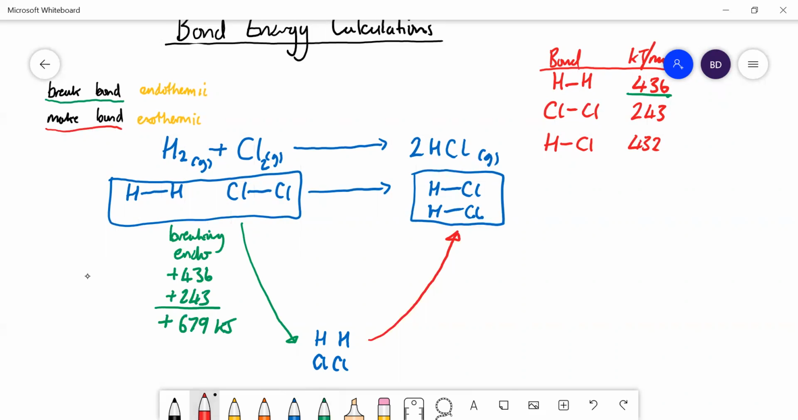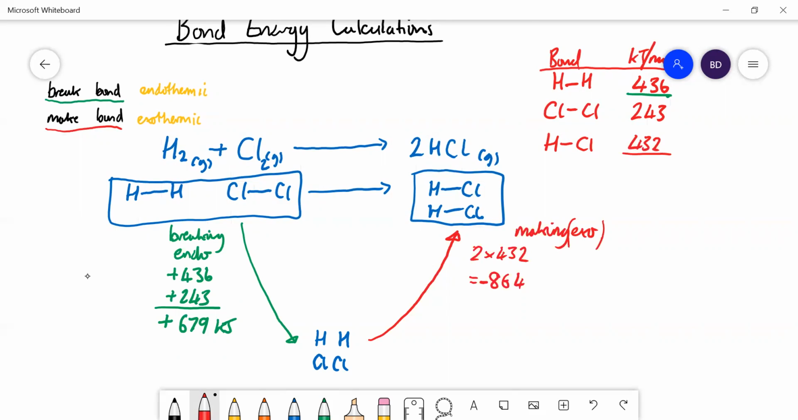Let's see how much energy we get out when we form the new bonds. Well, we're forming 2 of these bonds. So that's 2 times 432, which is equal to 864. And we're going to give that a minus sign because it is making, so that is exothermic, always a negative sign for exo.